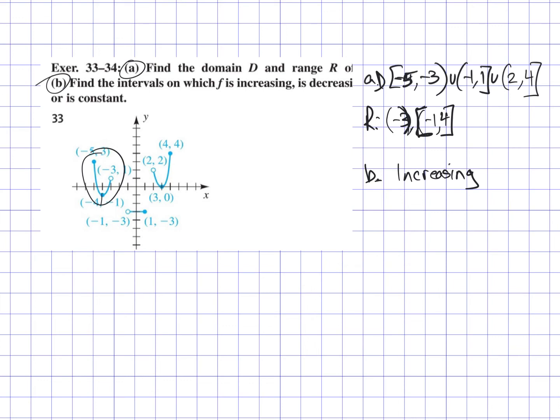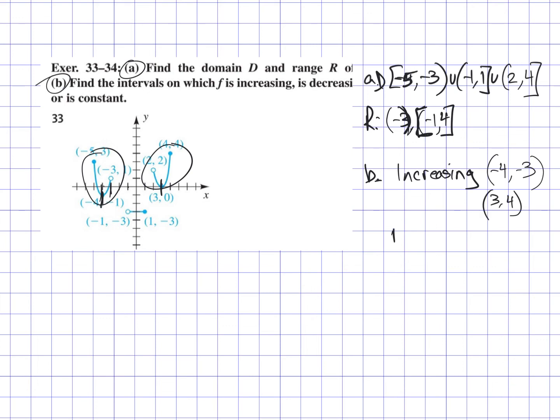So on this one it would be from -4 to -3. It's not increasing at -4. That's the vertex. So you use parentheses when you're doing increasing and decreasing. And then increasing again in this picture from 3 to 4.